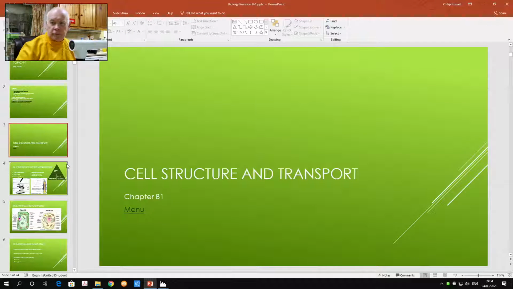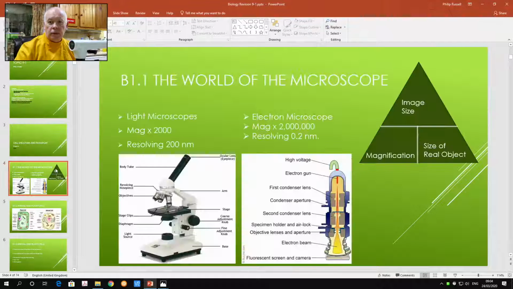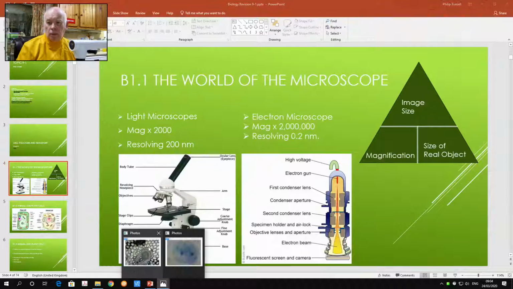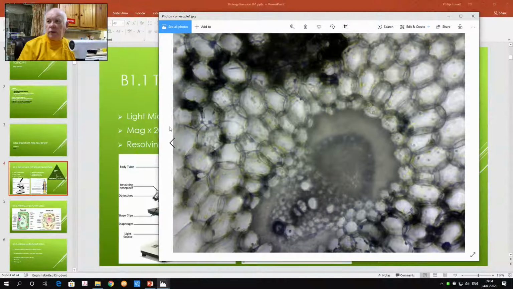The first part of this is to have a look at the world of the microscope. I'm not going to bore you by getting out a microscope. Most of you have probably seen one, and I've got some other videos on that we can have a look at. So what I want to do is take a look at what we would see down a light microscope.